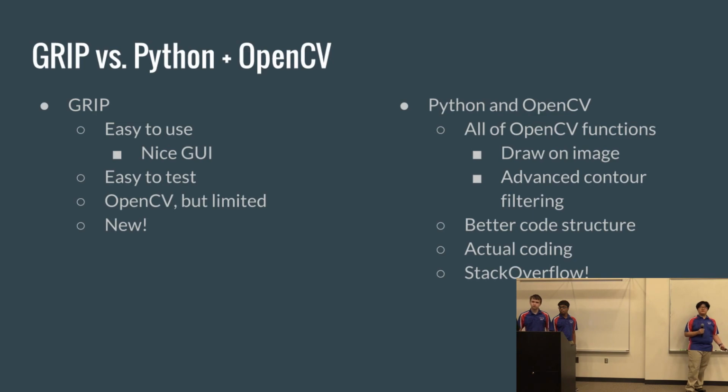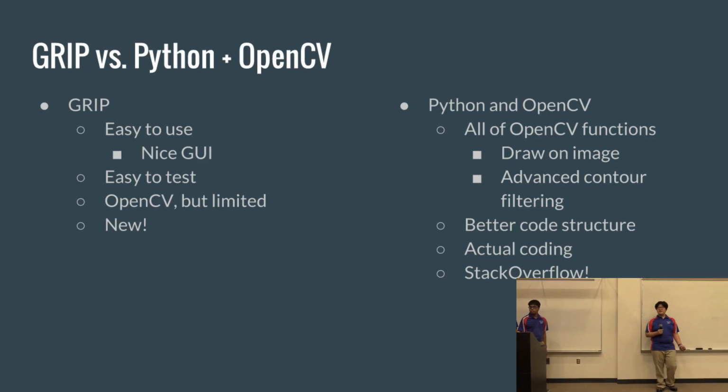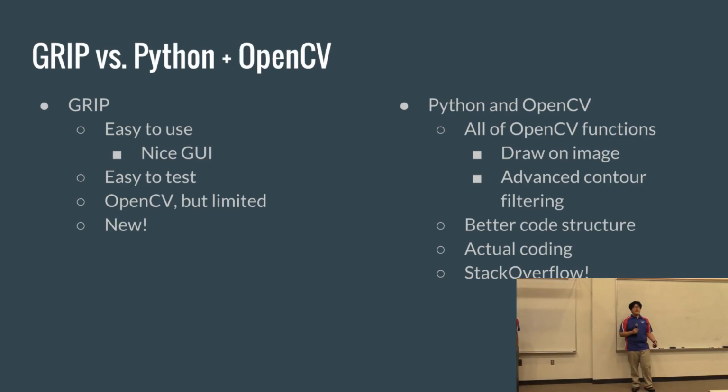So one of the benefits to GRIP is that it's very easy to use, and has a very nice GUI. It's a software application. It's easy to test, but even though it has some functions of OpenCV, it doesn't have all of them. So you don't have access to that full image processing library as you may want to. And plus, it's new, so it's relatively untested in certain cases. Especially when we were testing it, GRIP wasn't even really available to run on the Raspberry Pi, on that coprocessor. So ultimately, we sort of left GRIP behind.